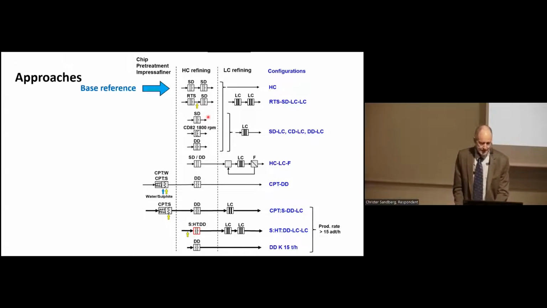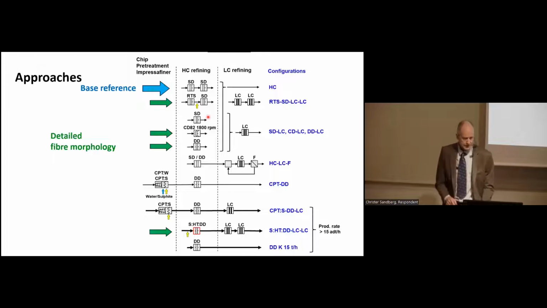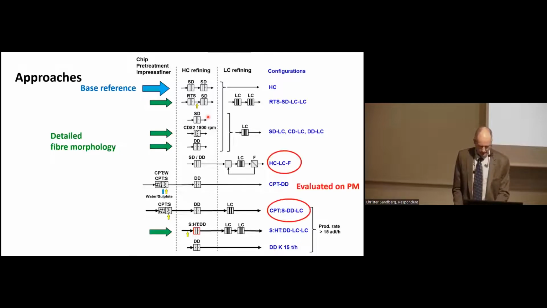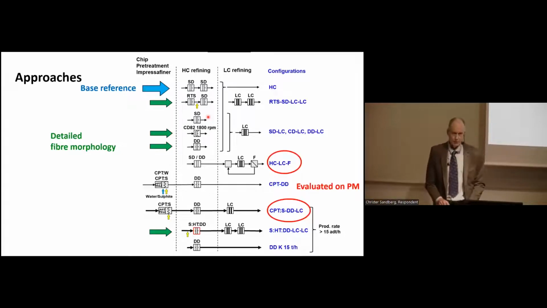And a base reference for this is a two-stage single disk refining. And detailed fiber morphology has been investigated for these processes. And two of these processes have been evaluated on paper machines, where I will focus on this trial.